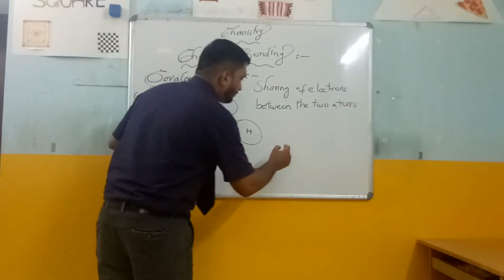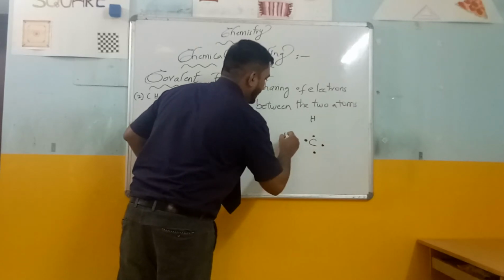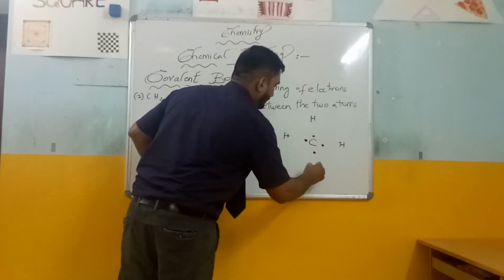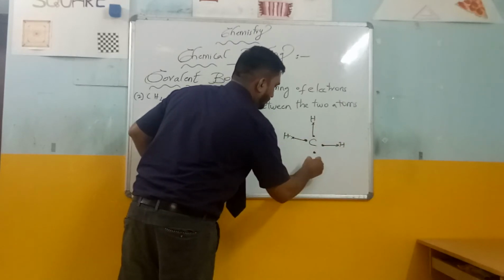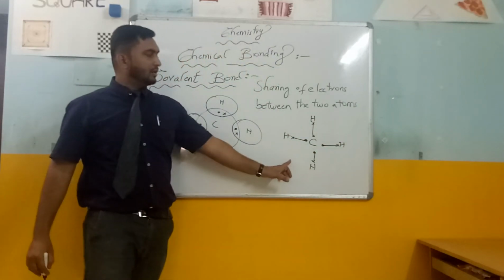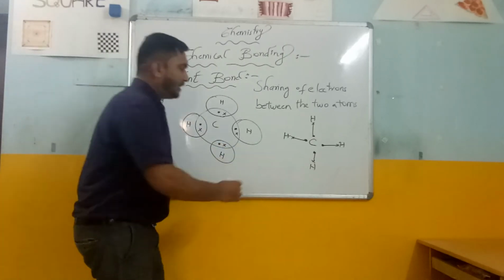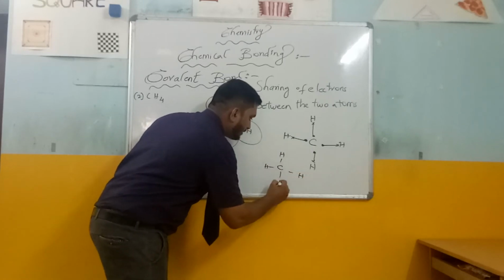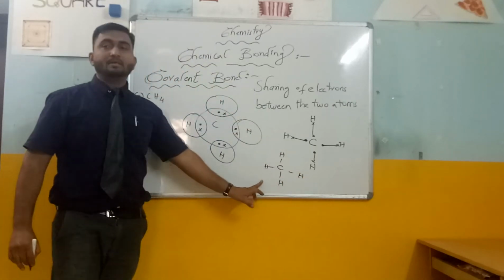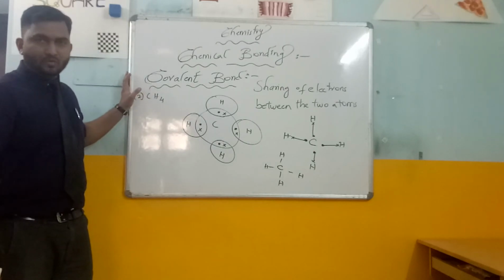CH4 molecule is formed. We can represent it like this: 4 electrons in the outermost shell of carbon, each hydrogen atom combining with 1 electron in its outermost shell. It gives rise to 4 covalent bonds. This is the CH4 molecule formed with 4 bonds. In this way, the compound is formed. This is called a methane molecule. This is another example of a covalent bond.